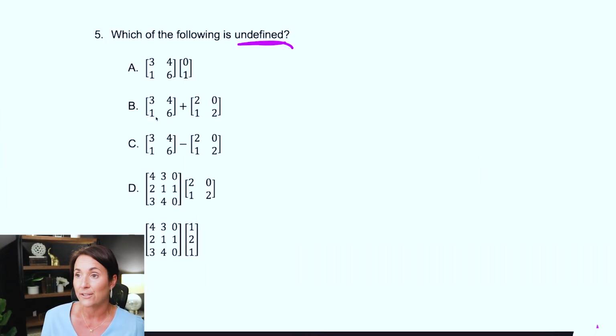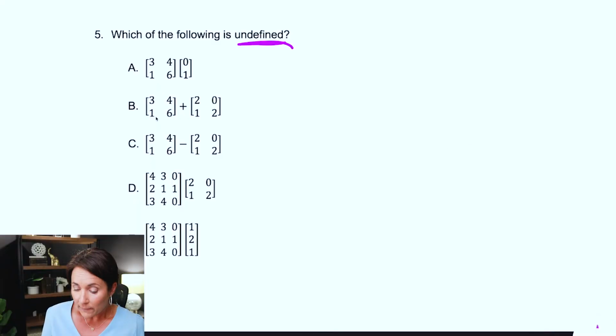Now we have this undefined. You might see something like this. Which of the following is undefined? Now, I put this problem here for a couple of reasons. I want to show you ways in which we multiply matrices, ways in which we add and subtract. And so they're all in here so we can figure that out in one question.